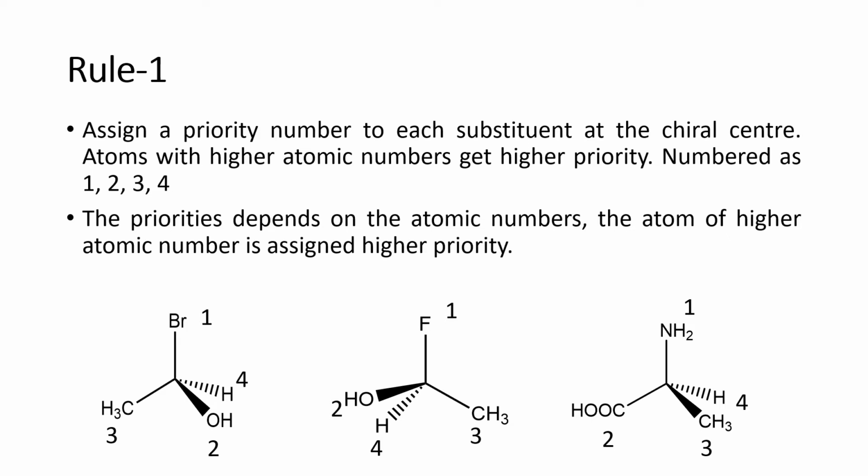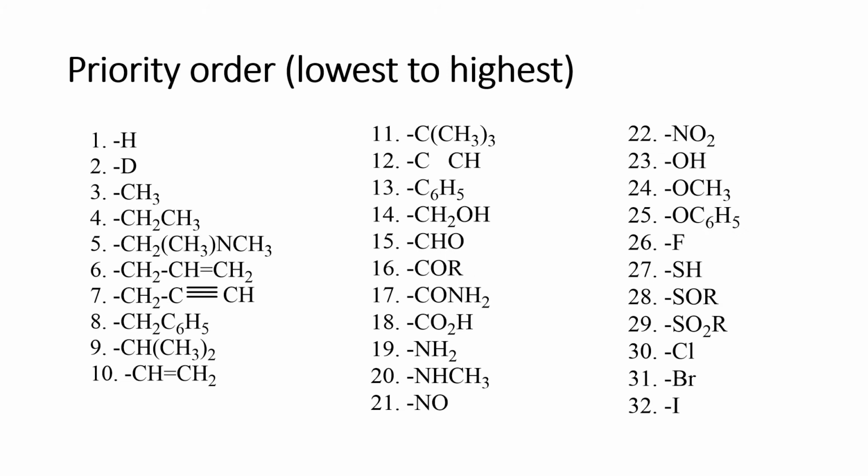So these numbers are given according to the priority. This priority has come from the atomic number. So this is the first rule. This is the priority order given from the lowest to the highest, that is, hydrogen is the lowest priority and iodine is the highest according to the atomic number. So let us see how this priority order differs.